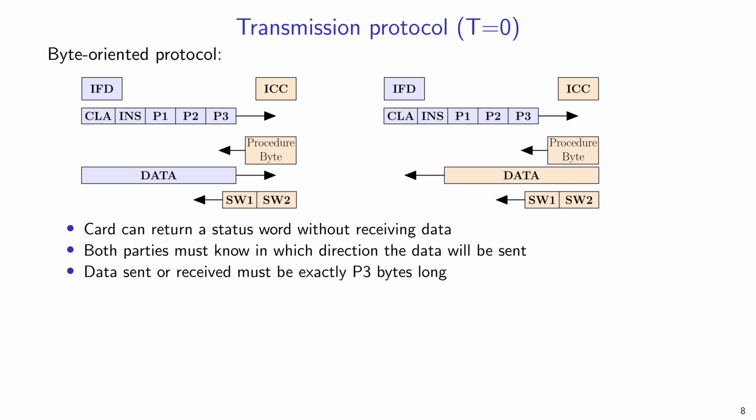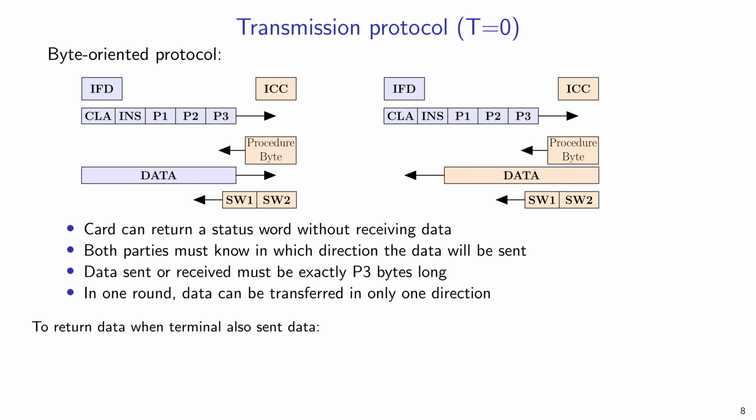So in the T0 protocol, the P3 field serves either as length contained or length expected, depending on the direction of the transfer. The main limitation of T0 is that in one round, data can be transferred in only one direction. So we cannot both send data and receive data using a single APDU request-response sequence.